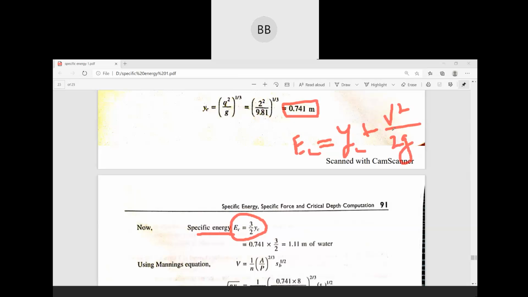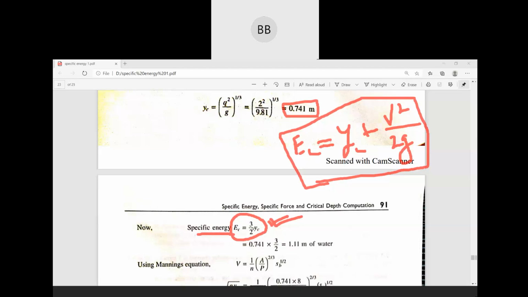So once you find out the YC value, then we need to find out the specific energy corresponding to that particular depth, that is your critical depth. That specific energy, we have already derived this expression. If you want, you can directly use the general expression also to find out the EC value. That is your YC plus V square by 2g. Okay, you can use this equation to find out the EC value, or you can directly use this one. It's up to you.